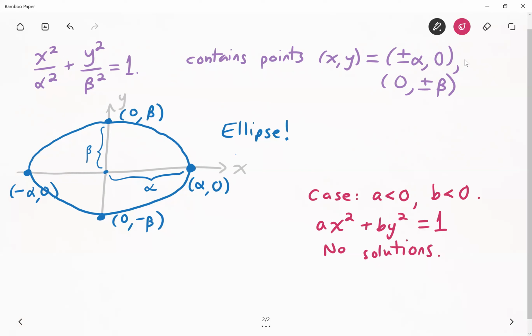The other two cases are kind of symmetric. The case when one of A and B is 0, and when one of A and B is positive and the other of A and B is negative. We won't actually be considering the case where either one is 0, because if A is equal to 0 or B is equal to 0, then again, you'll have either no solutions or maybe 1 or 2.